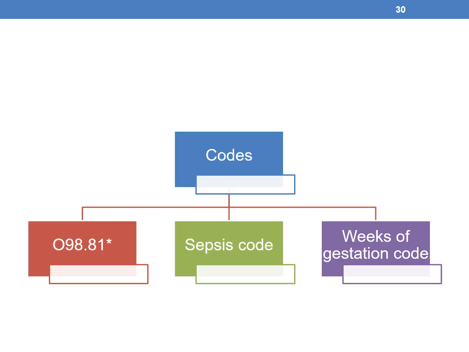You can see, for coding sepsis in pregnancy, first you need to code the series from O98.81, followed by the sepsis code, followed by weeks of gestation. If severe sepsis is there, you need to additionally code from R65.2 and any associated organ dysfunction also.